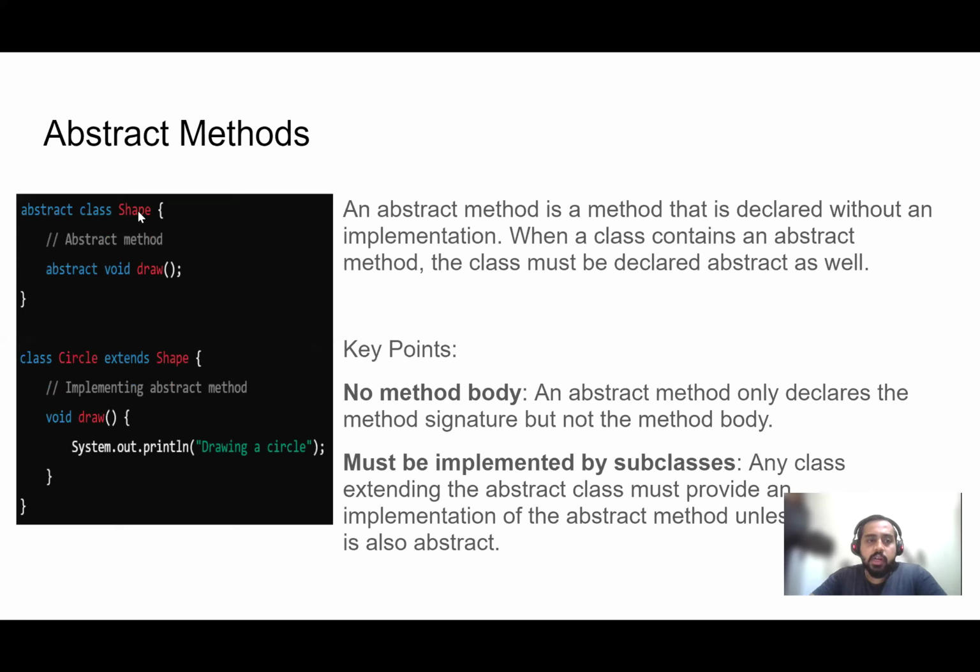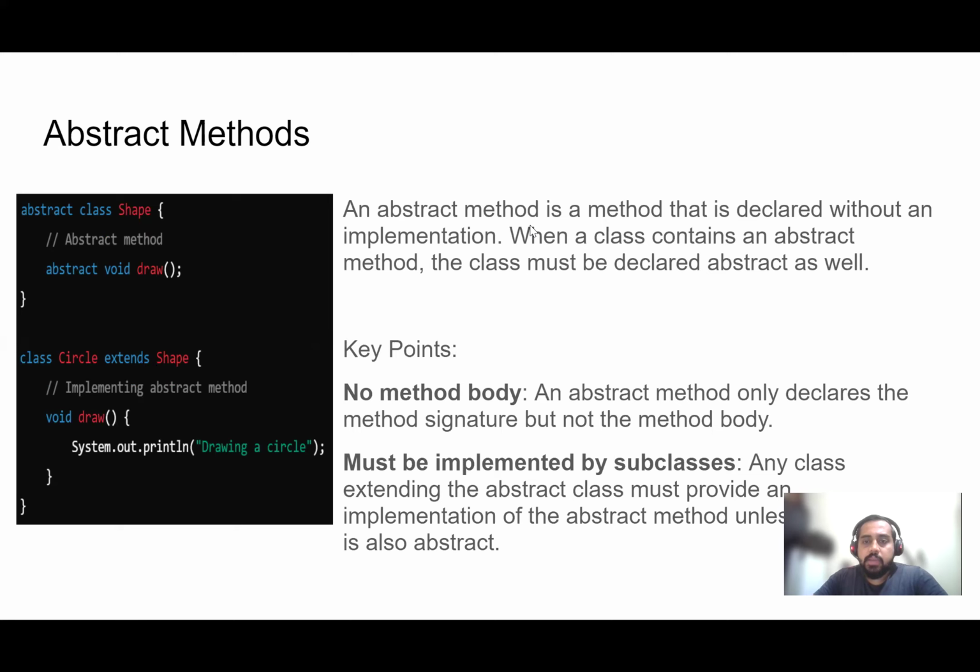So yeah, one more class I created is Shape. I created one more method, draw, which is abstract, meaning I don't have any body for this. Then I have to make the class abstract as well. One more class, Circle, extends Shape, meaning Circle is a child class and Shape is a parent class. So here, this draw method, I have to give an implementation.